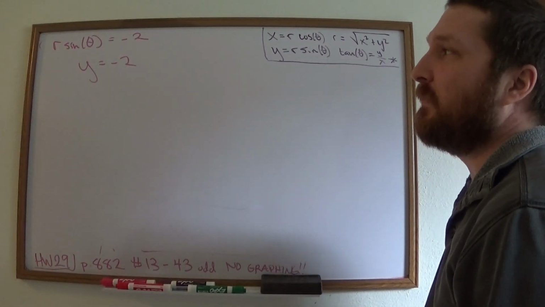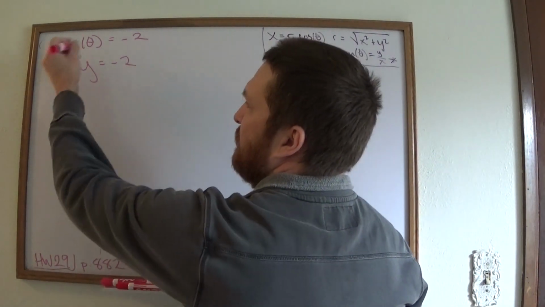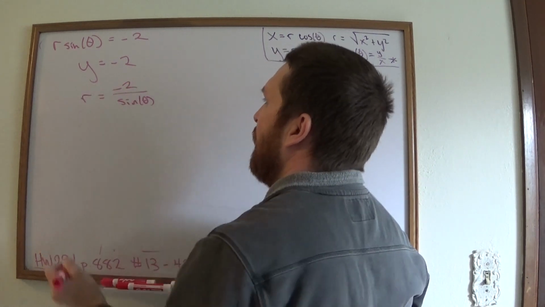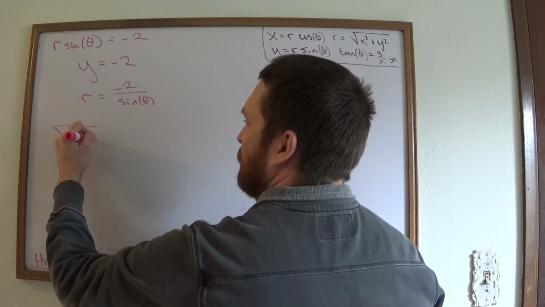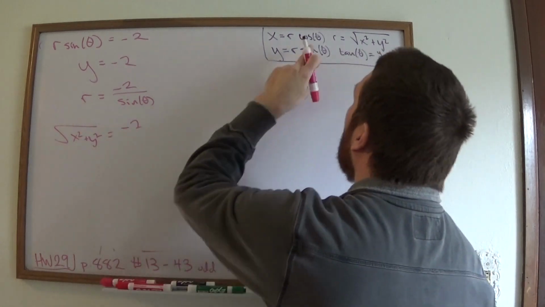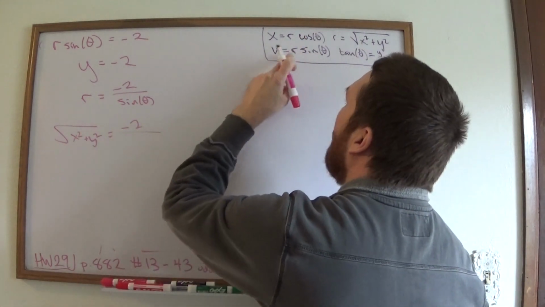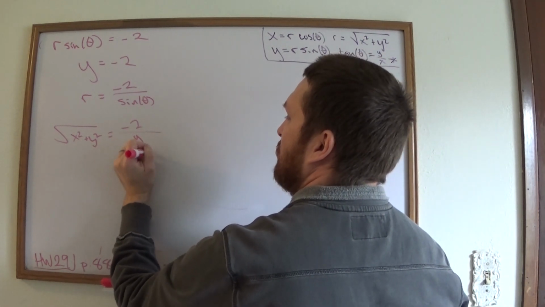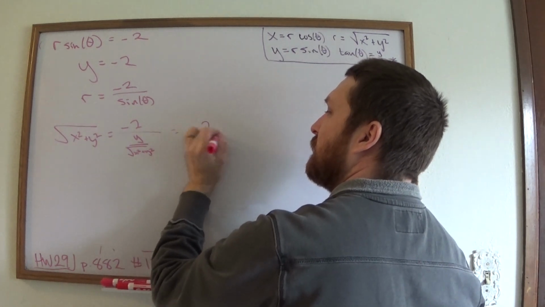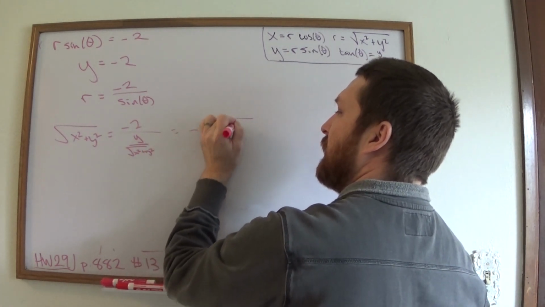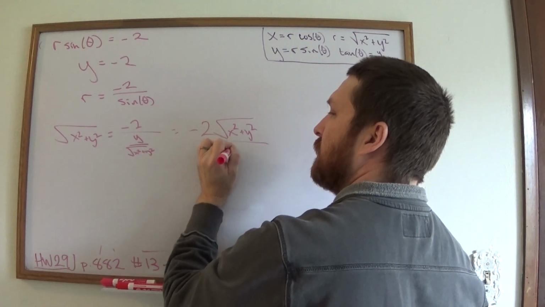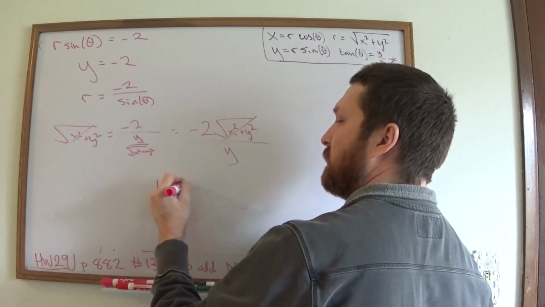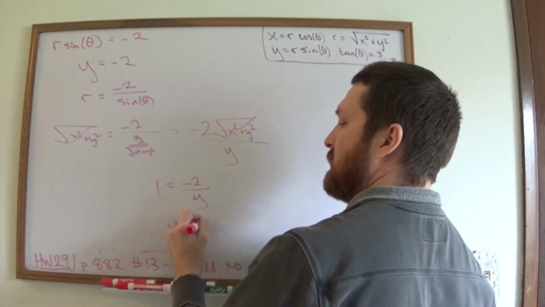Now, one thing you could have done to make your life really miserable is you could have said, well, I need to get the r by itself. Then you say, okay, well, that's root x squared plus y squared equals -2 over sine. Sine would be y over r, which is root x squared plus y squared, which is going to be -2 times root x squared plus y squared all over y. And then you could cancel this on both sides, and you get that 1 is equal to -2 over y, so that y equals -2.